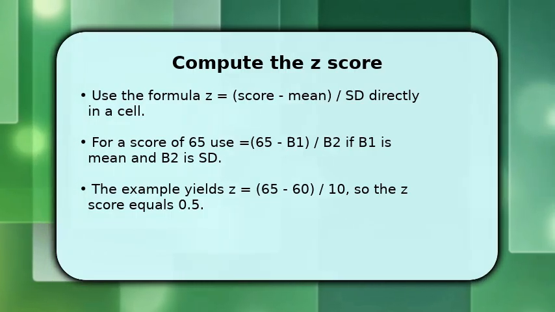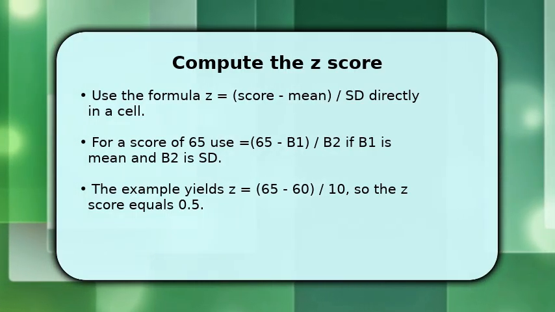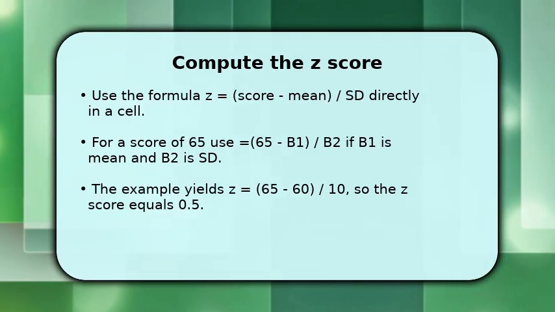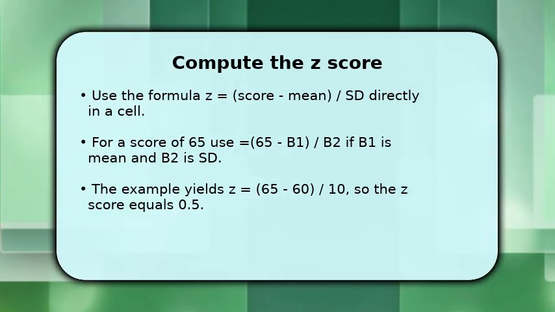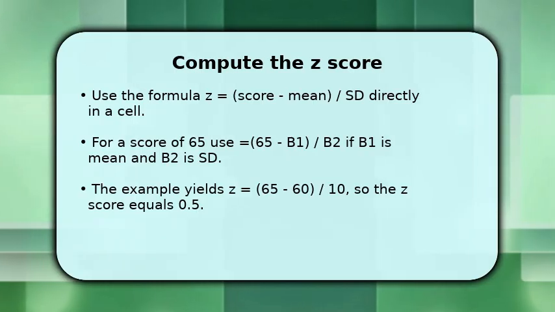With a 65 score, a mean of 60, and SD of 10, that formula returns 0.5. This 0.5 is the standardized z-score for the value.